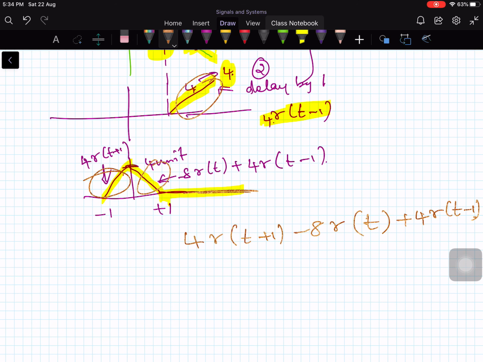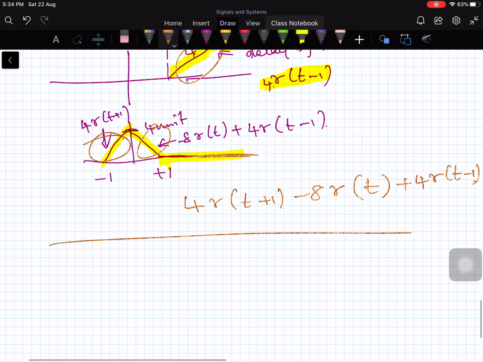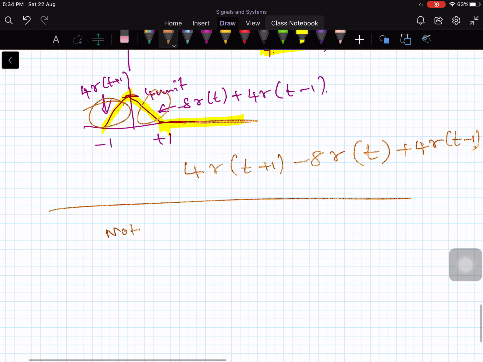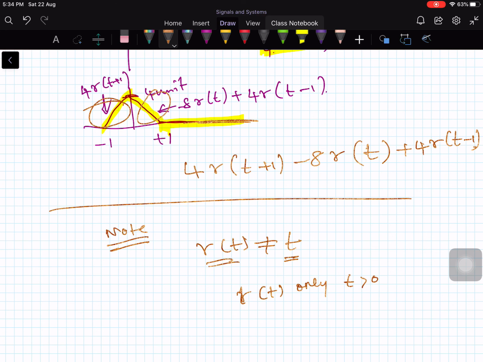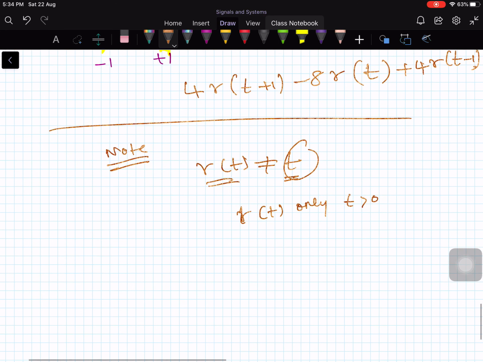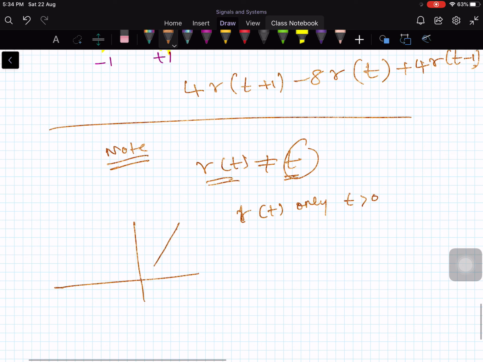Now there is an important note you should remember: r of t is not equal to t. They are not the same. R of t is defined only when t is greater than 0, but t is defined for any values of time. So what is a typical plot of t? It looks like this. When t is greater than 0, it increases linearly. When t is less than 0, it decreases linearly. So this is a t plot, when y of t is equal to t.